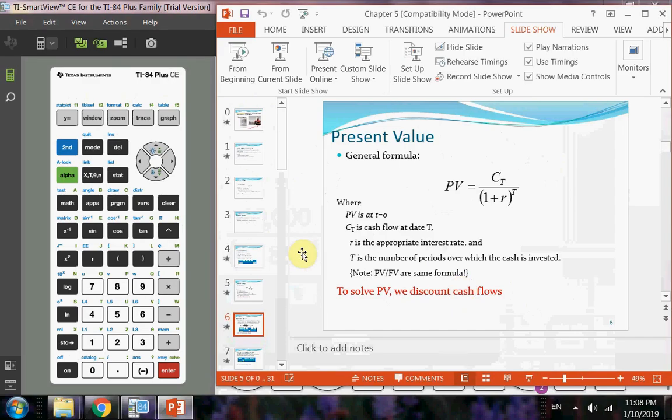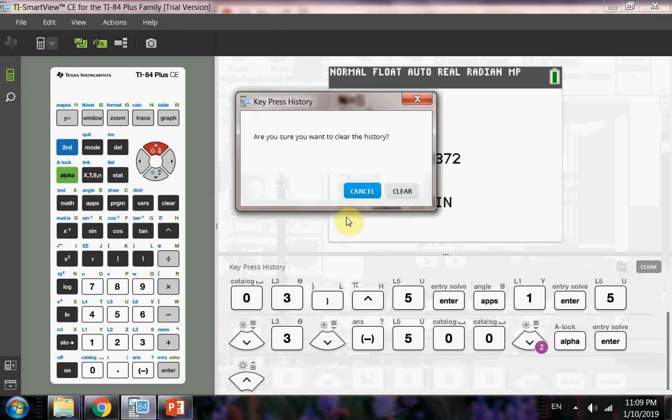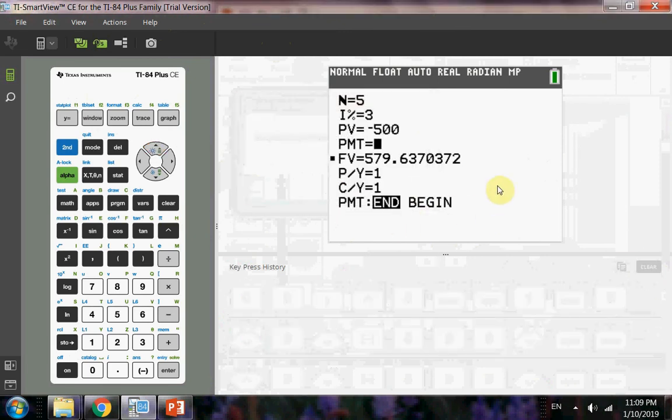If I use my calculator to do the job, let me clear all this. Clear the history of my operation. So I move back to N. I want my N to be 6, that's 6 years, and then my I is 8%. And then I try to solve for present value.